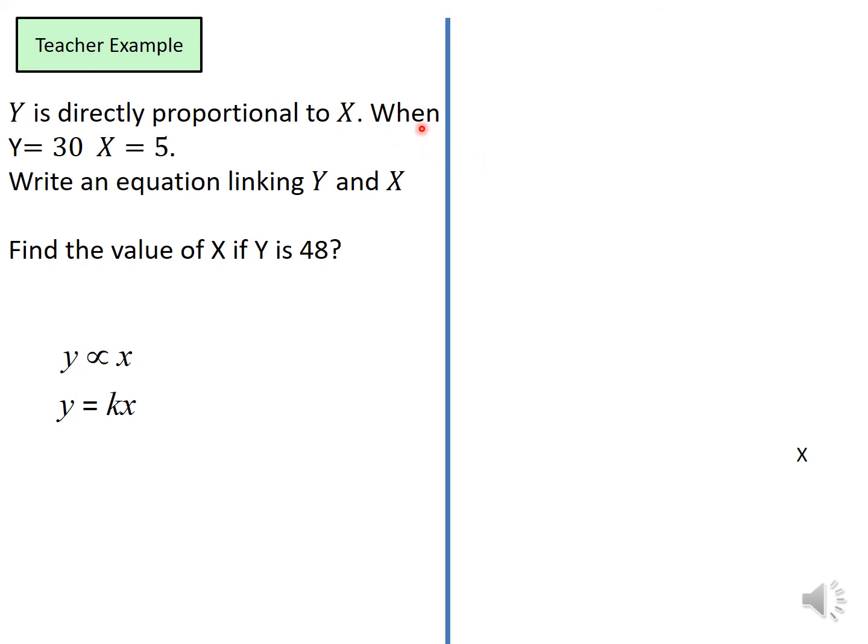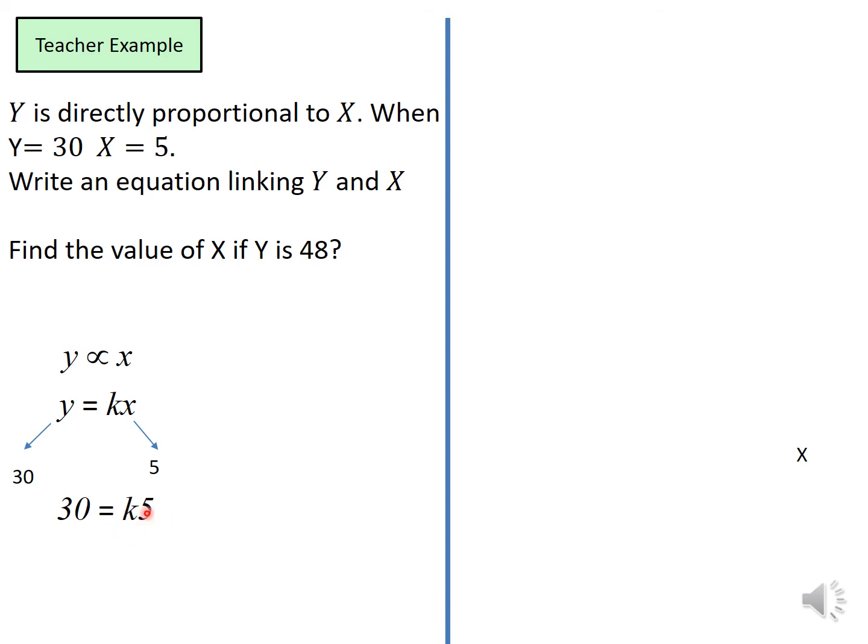Now, let's use the second part of the question. It says when y is 30, x is 5. So they're giving us some information. y is 30, x is 5. That is a part of the information the question has given us. So I'm just going to substitute 30 and 5 into this little equation and see what we get for k. So we get 30 equals k times 5.